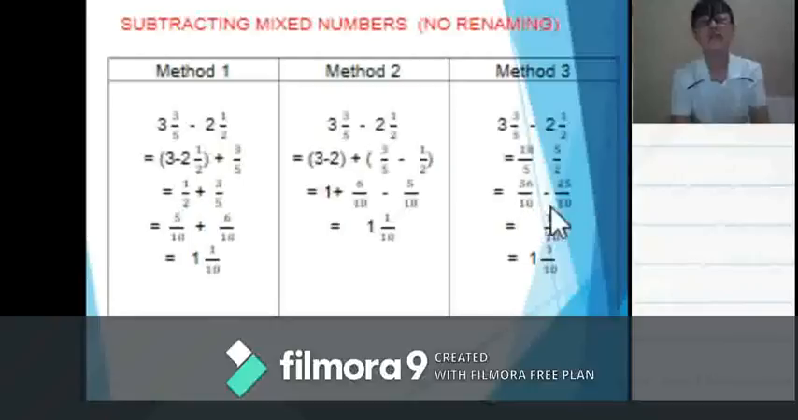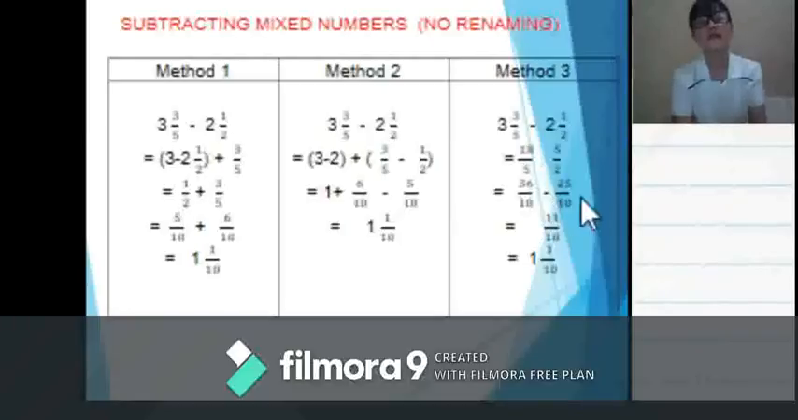How do we apply the LCD to make the denominators similar? All you have to do is divide 10 by 5. The answer is 2, and then multiply it to the numerator. So the answer is 36.